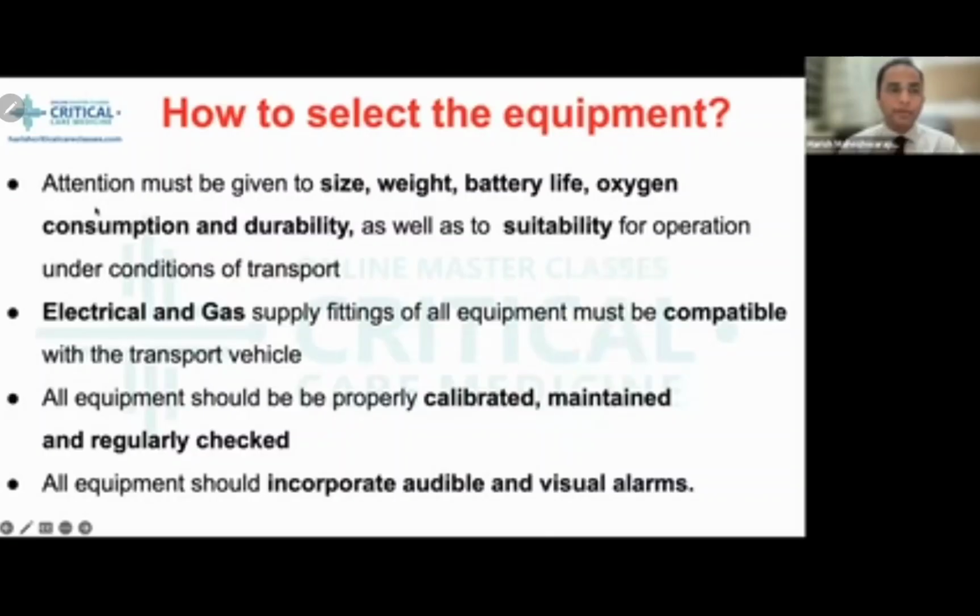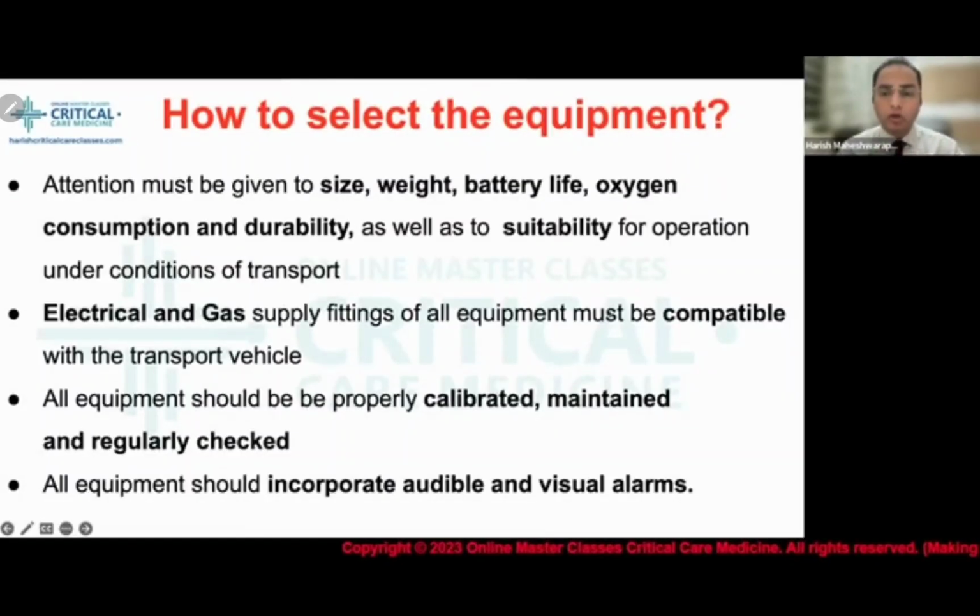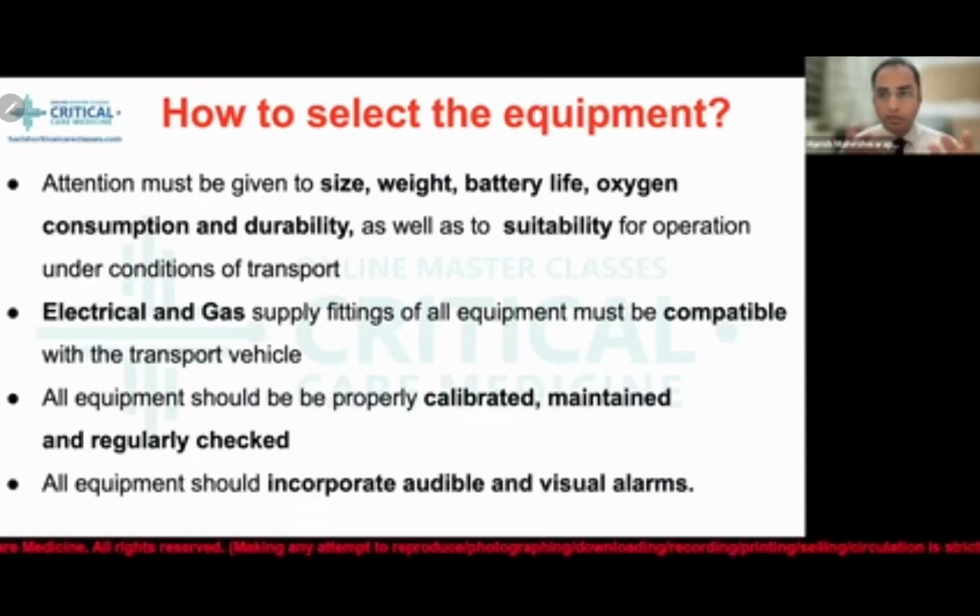Again, attention must be given to size, weight, battery life, oxygen consumption and durability, as well as suitability for operation under the conditions of the transport. Electrical and gas supply fittings of all equipment must be compatible with the transport vehicle. Very, very important: if it is not compatible, it is useless during the transport process.